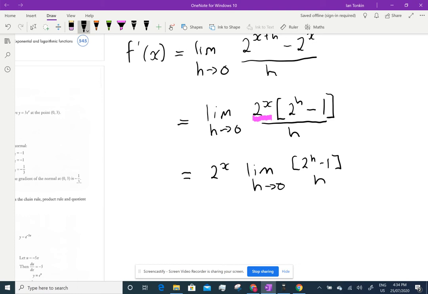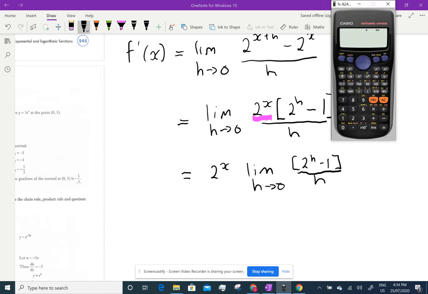Now, here's where I'm going to take a liberty. I know that equals a value, or it approaches a value, and we're just going to use our calculator to work out what that value is. So we're going to create a fraction, and we're going to go 2 to the power of, and we're going to make a small number, so we're going to go 0.0001 minus 1 all over 0.0001. We press equals, and we get 0.69.